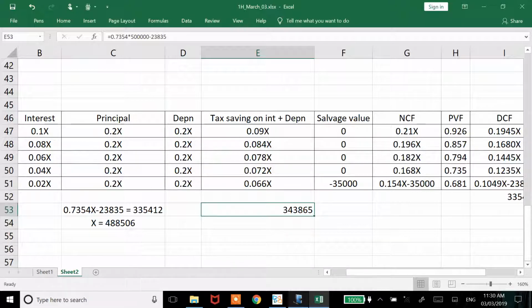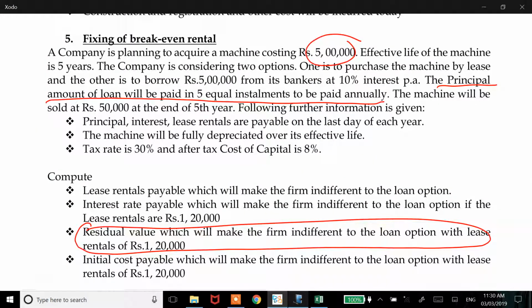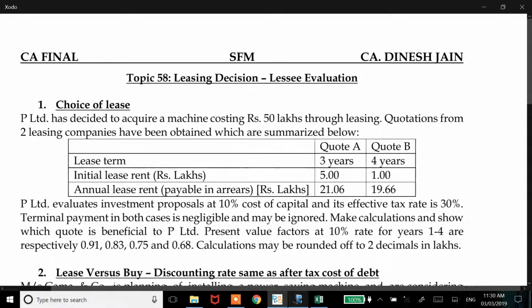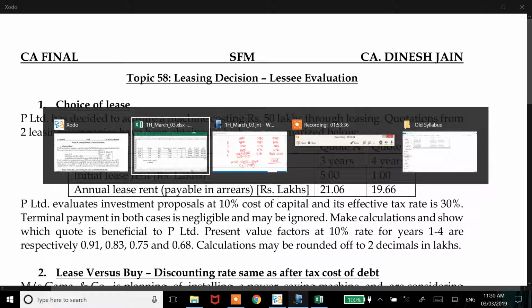Clear? Any doubts in this part? Done? Can we proceed? So this is an exhaustive analysis on leasing. In fact, from a lessee point of view, we have done that. It continues to be lessee evaluation. Okay, now I'll come to something called a discount rate.